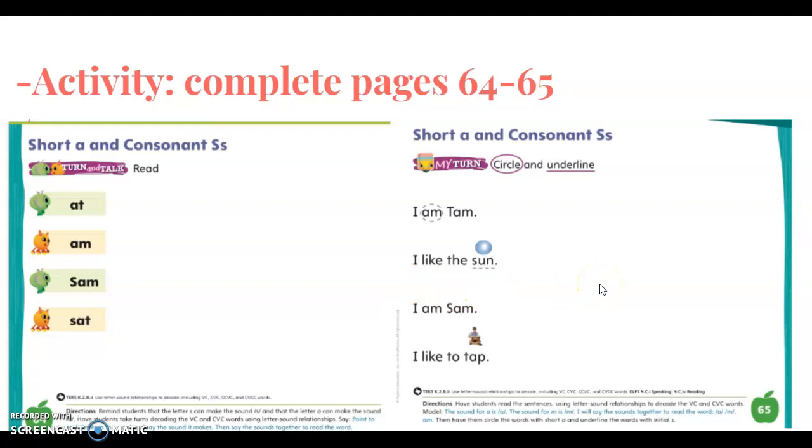On page 65, you actually have to look at the words, try to read them, and circle the ones that have the short A sound, and underline the consonant S. So they have shown you this example first. I am Tam. So they're going to circle am. I like the sun. So they're going to underline the S sound.